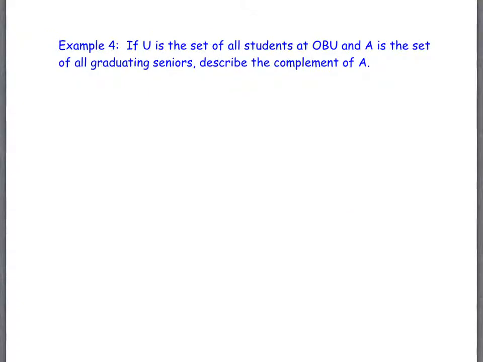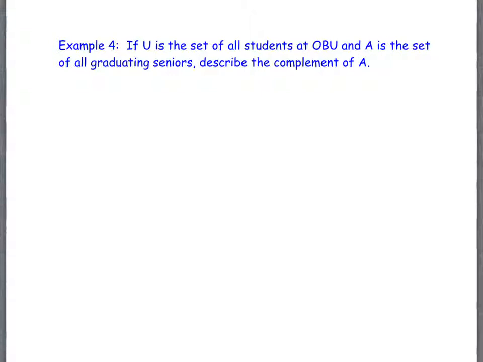So if we have a set U, and U is the universal set, and it's describing all of the students at OBU. Okay, so my big rectangle is OBU students. Got an idea of what that means, right? So I'm not in that set, because I'm not a student, I'm a faculty. But all of you are in that set. All of your roommates and your friends that are here at OBU, they're in that set. A is the set of the graduating seniors.